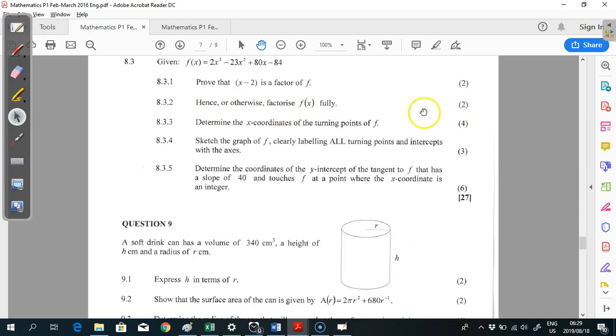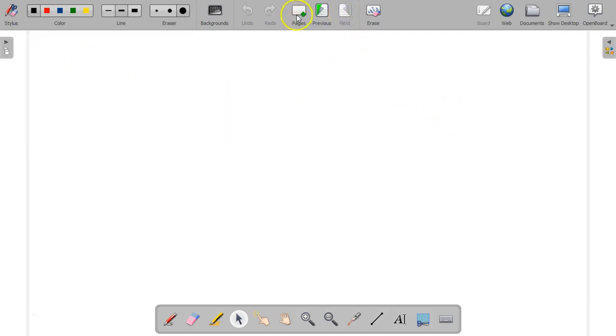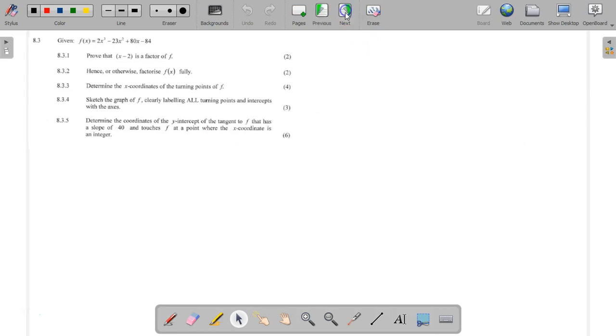Now, once again, remember this is 2 marks. Factorize fully. So the method that I'm going to show you to factorize fully is called reverse L. So I'm going to take you to the whiteboard. And I remind you that we had proven in the first question that x minus 2 is a factor. So with the reverse L method, the first thing that I'm going to do is draw a backwards L. Okay, so let's do that first.